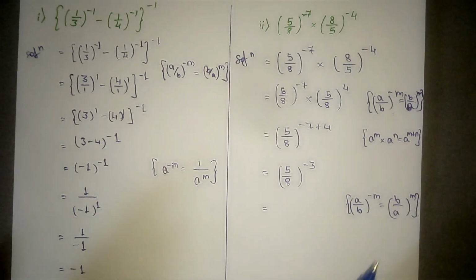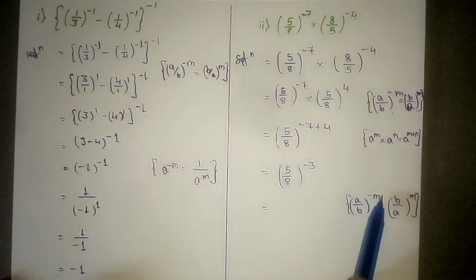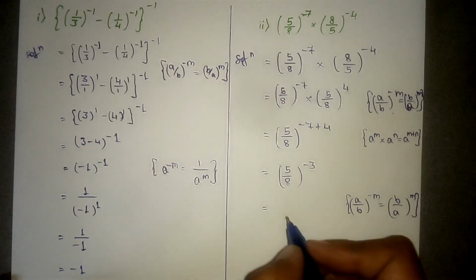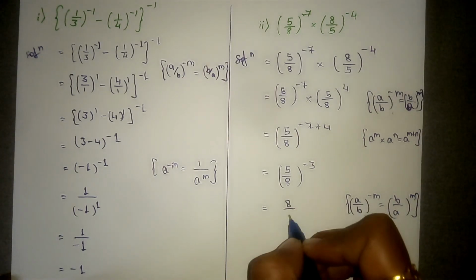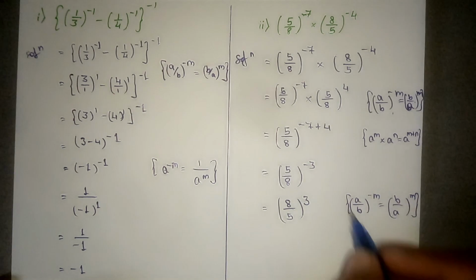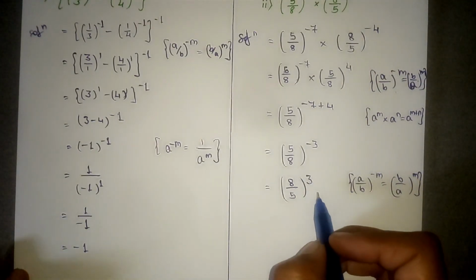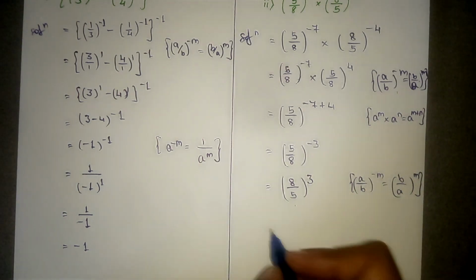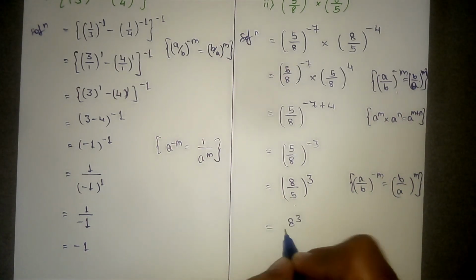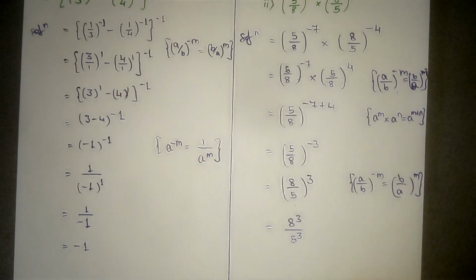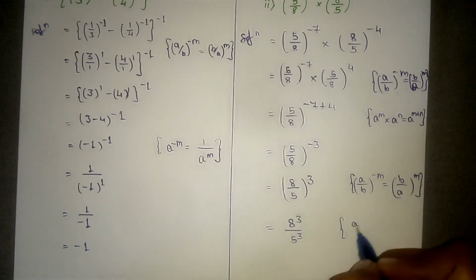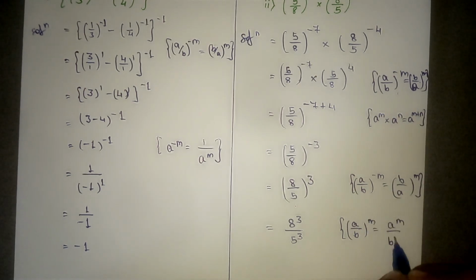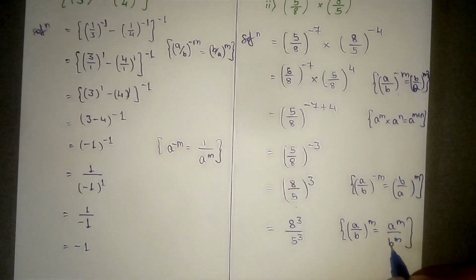To solve these questions you have to learn these formulas, and every time whatever formula you are applying, you have to mention that. So here we can write this as 8 divided by 5 whole raised to the power 3. Now if it is given whole raised to the power 3 means this exponent is for both numerator and the denominator. So here we can write it as 8 raised to the power 3 divided by 5 raised to the power 3, and we have a law also for it, that is a divided by b whole raised to the power m equals to a raised to the power m divided by b raised to the power m. So we have applied this law here.